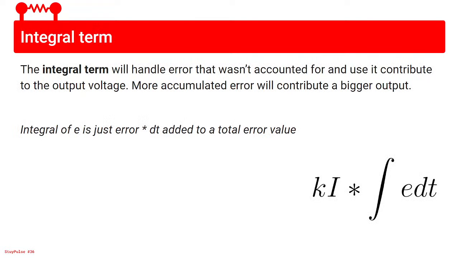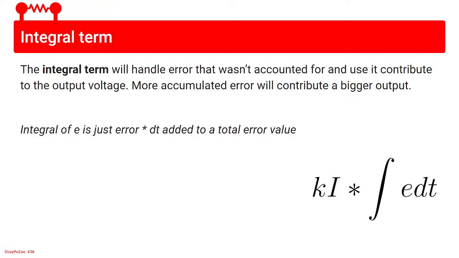The integral term can handle past errors that weren't accounted for, and then use them to contribute to the output voltage. In an implementation in code, the integral of E dt is just error times dt added to a total error, added to the accumulation, and then you multiply that accumulated number by Ki, right? So when there's error that wasn't accounted for in the past, that'll be accumulated and then put into the voltage output for a PID algorithm.